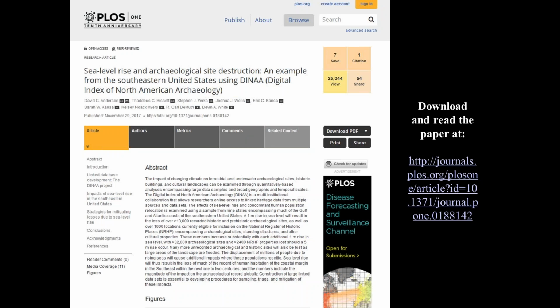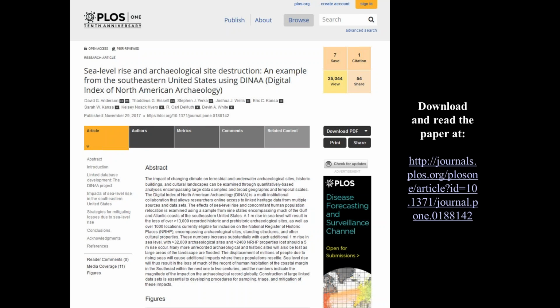Using DINAA, site locational information was also plotted against elevation to predict losses to our common heritage due to sea level rise in the coming years. In November 2017, our project team published a paper on this subject in PLOS One, an open access journal, in keeping with our philosophy of sharing information freely and not putting it behind paywalls.